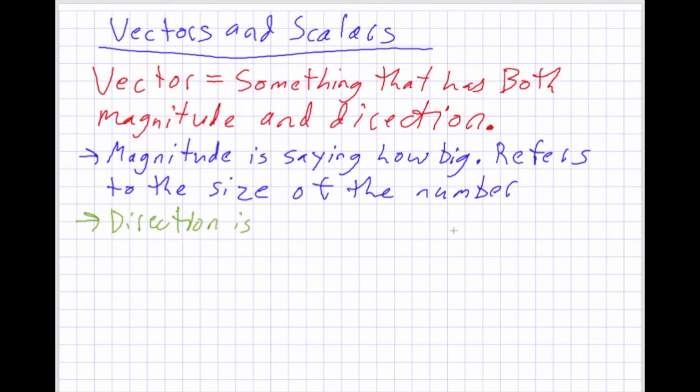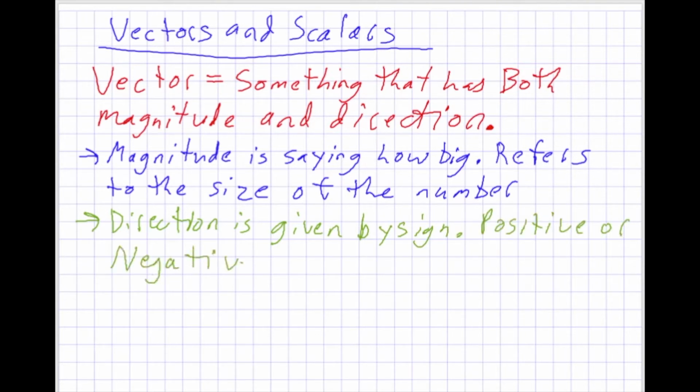Direction is just telling us if something is pointing one way or another. And when we're talking about it in terms of a number, that direction is given by its sign. For instance, a number can either be positive or negative. We also can give direction with angles. Now that we've defined magnitude and direction, let's start talking about how we can actually represent these vectors.